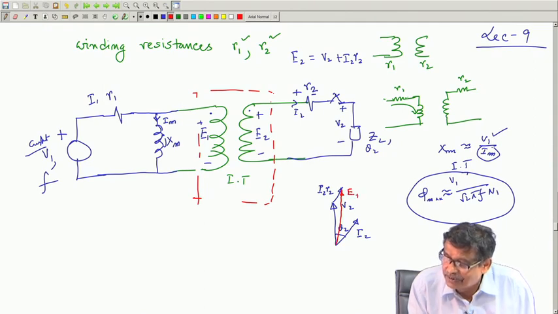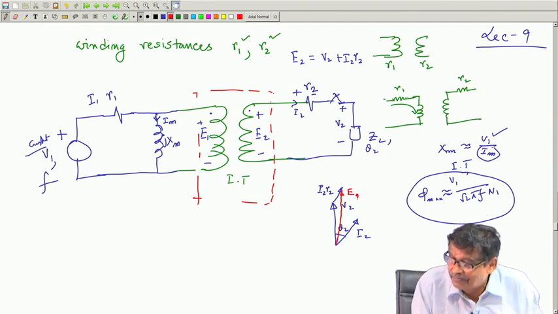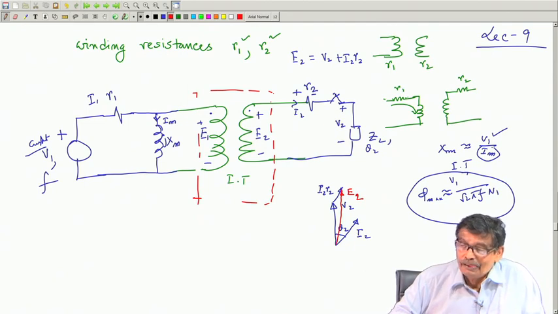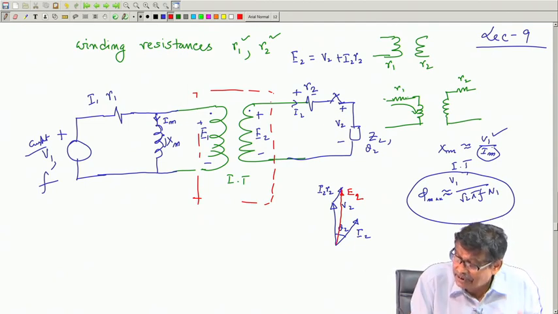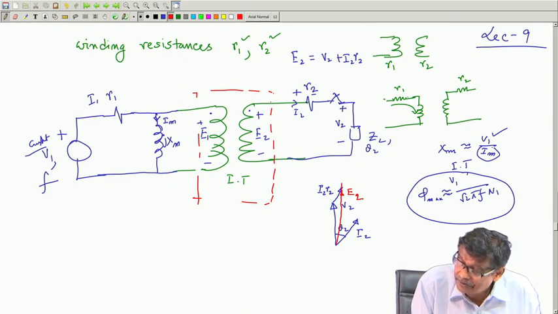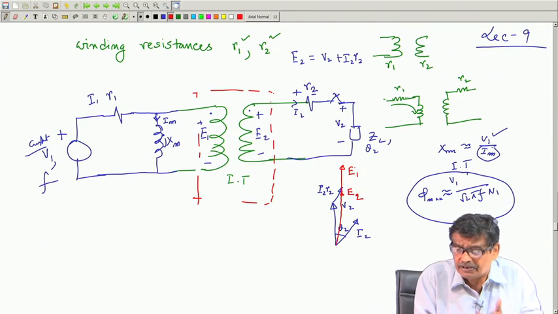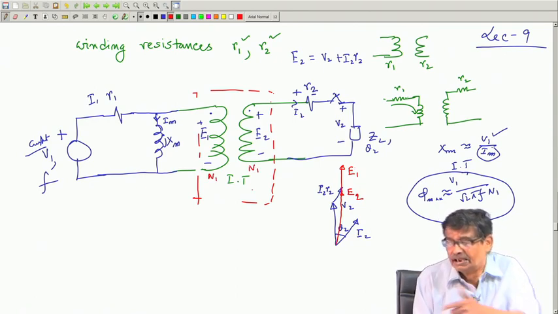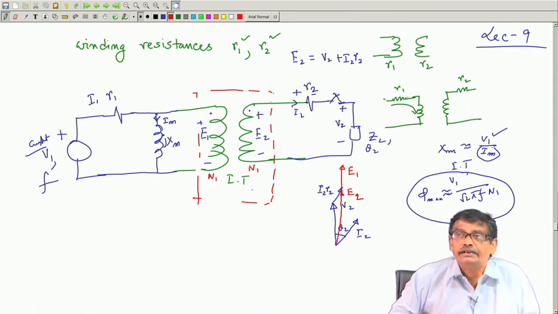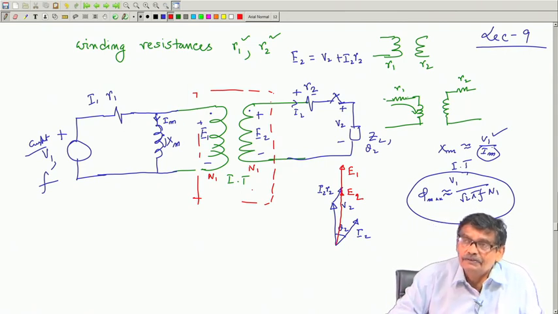This will be your E 2. It is an ideal transformer, so then you can confidently draw your E 1. If the number of turns of this side is higher, then the length of E 1 will be higher than E 2. E 1 is drawn.